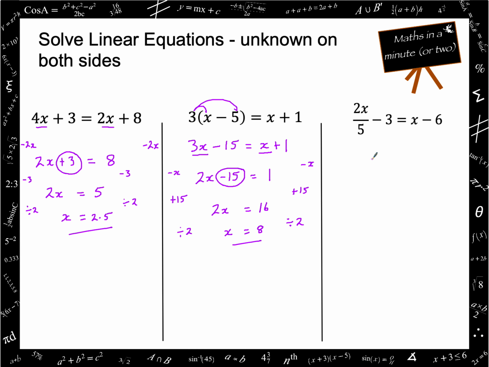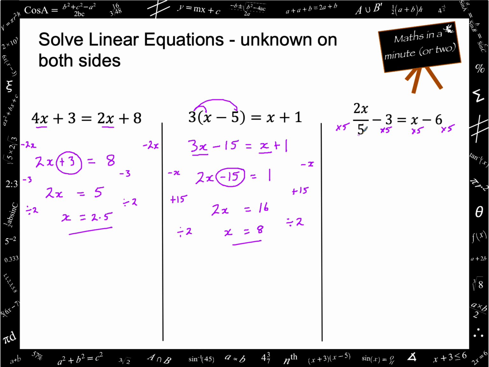Okay, on the third one we've got a divide by 5 here, and I need to deal with that first before I do anything else. So I'm going to multiply it through by 5. That means I'm going to multiply this fraction by 5, the 3 by 5, the x by 5, and also the negative 6 by 5. Everything needs multiplying by 5.